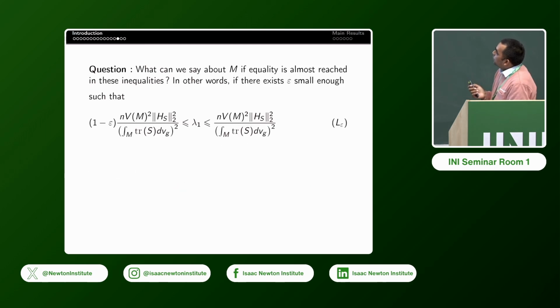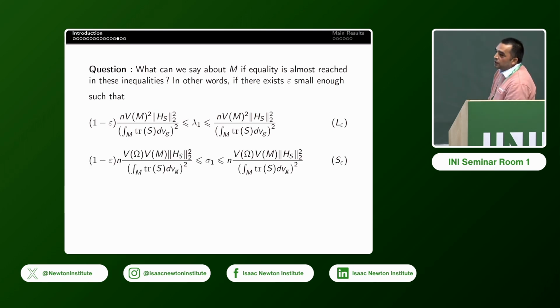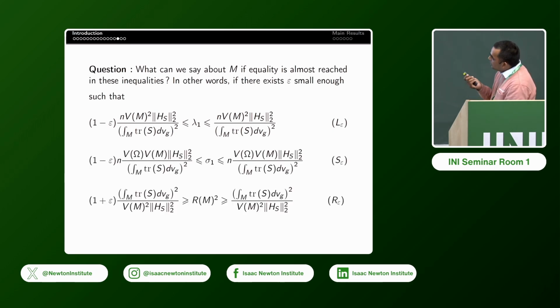Now the question is, what can we say about our hypersurface if equality is almost reached in these inequalities? Almost reached in the sense that your first eigenvalue of the Laplacian lies between this quantity, where I am just subtracting this epsilon quantity. In the same way, I can ask about sigma 1 also, and the third one, the radius squared of the extrinsic radius basically. So what will happen if our equality is almost reached? That is the question, and we try to answer this question.